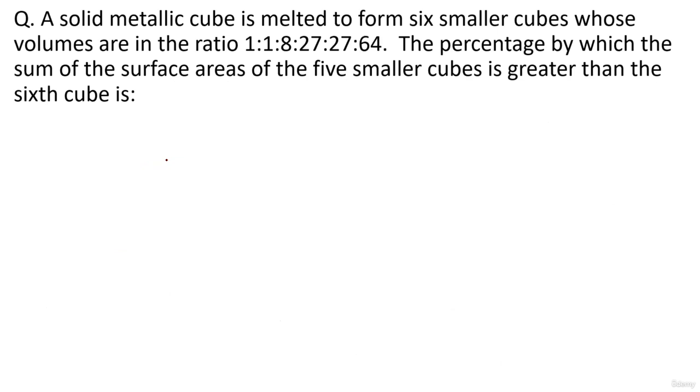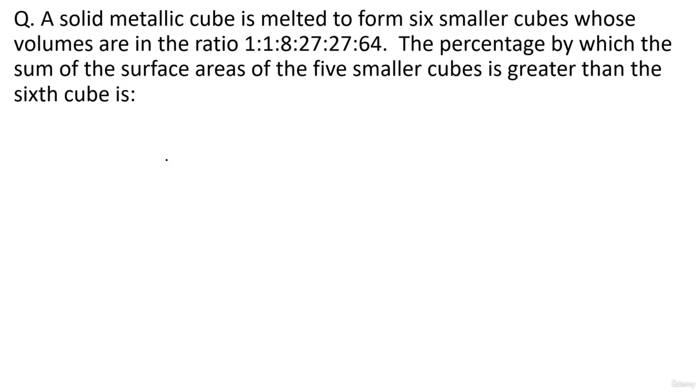A solid metallic cube is melted to form 6 smaller cubes whose volumes are in the ratio 1:1:8:27:27:64. The percentage by which the sum of the surface areas of the 5 smaller cubes is greater than the 6th cube is? So guys, there is a very simple way to solve this question. Actually, I don't consider this question a geometry question. This question is basically an arithmetic based question. So let's see how we solve this.